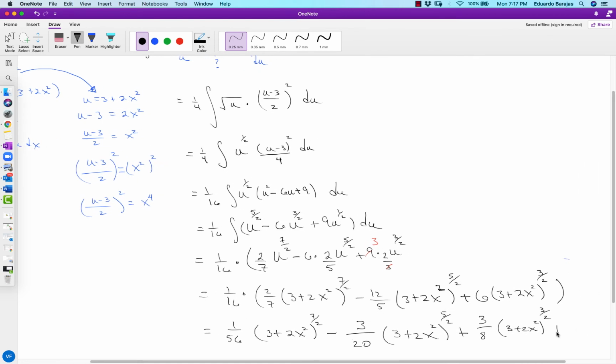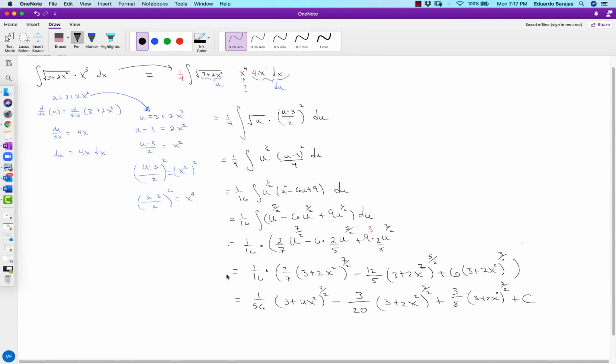And then this is 3 plus 2x squared raised to the power of 3 divided by 2. And so now if we just put our constant, we'll get our final answer there. Okay, zoom out. And so let me copy this over here. So this is the integral of the square root of 3 plus 2x to the power of 2, that whole thing, times x to the 5th dx.